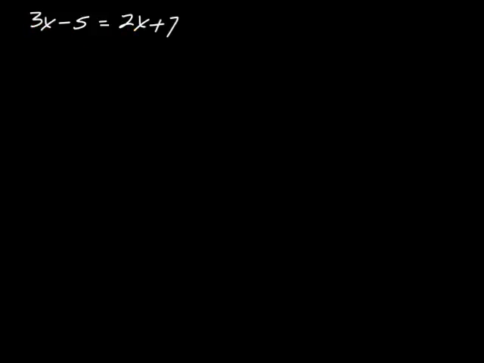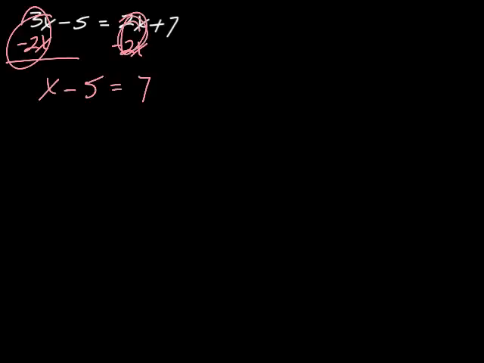So we move it over just like we move any other number. We subtract 2x from this side. We subtract 2x from this side. And when we do that, 3 minus 2 is 1x minus 5. And 2 minus 2 is 0, so that goes away, and we're left with a 7. Now we've got an x, but we also have a negative 5. So to get rid of a negative 5, we add 5 to both sides, and that gets rid of that. And we have x equals 12.